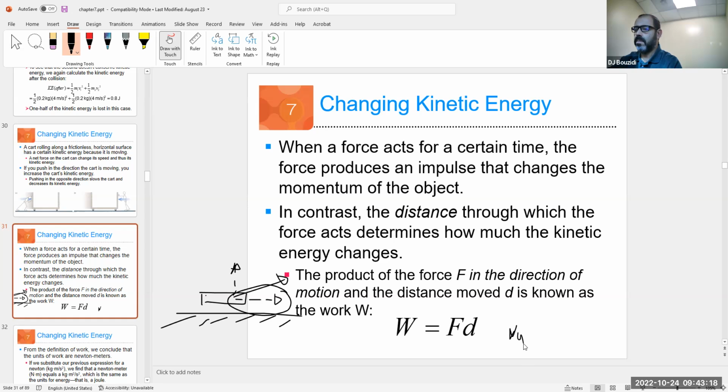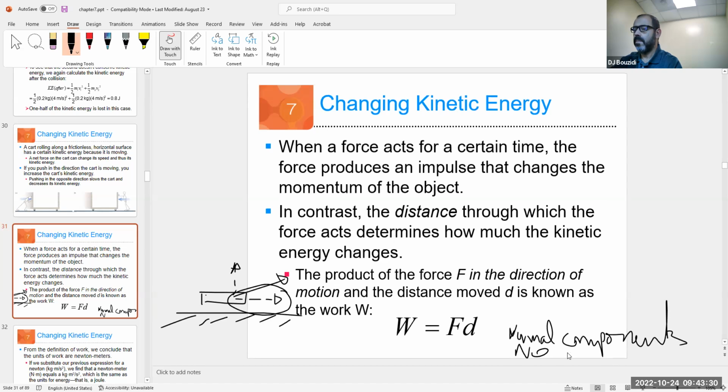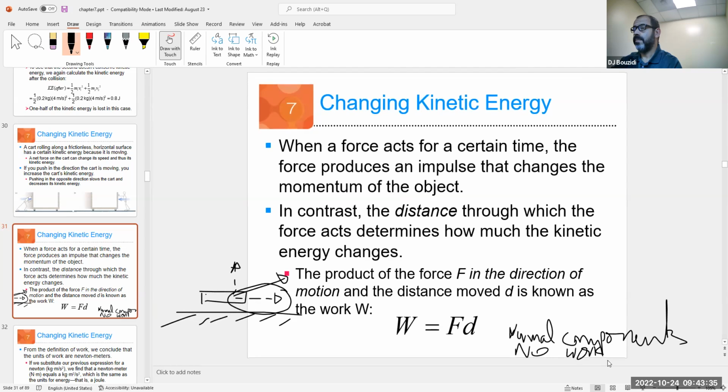So normal components do not do work. Period. They don't do work. Normal to what? To the displacement. Not always normal to the floor. If I'm moving the object from the ground up, then in this case that direction is actually the direction of the displacement. The other direction is not. I'm going to give an example quickly about that. So it's important to note that it is normal to the displacement.